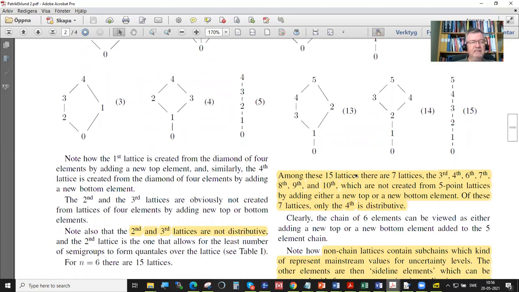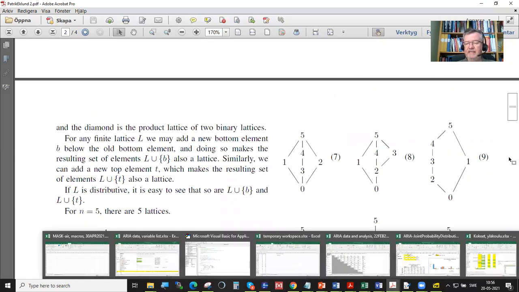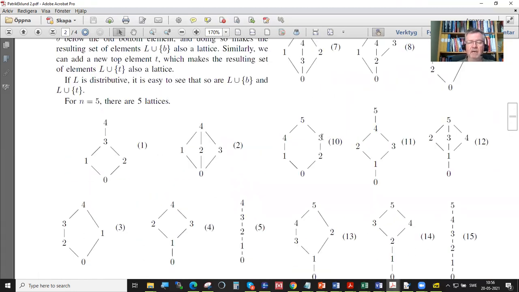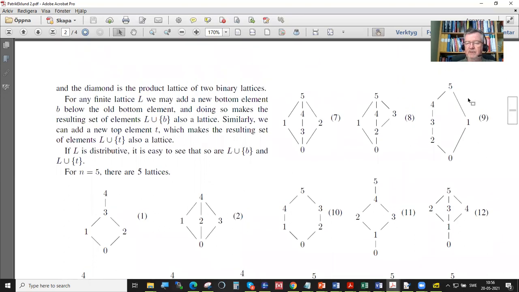What I want to say about these lattices is also to note how some of these 6-point lattices are kind of derived from 5-point lattices. So for instance, number 11, you can view as the 5-point lattice where you add a 6th element, or the 5-point lattice here where you add a 6th element. Here you have a situation that you have a 6-point lattice which is not derived from a 5-point lattice. This one is also not derived from a 5-point lattice, nor this.